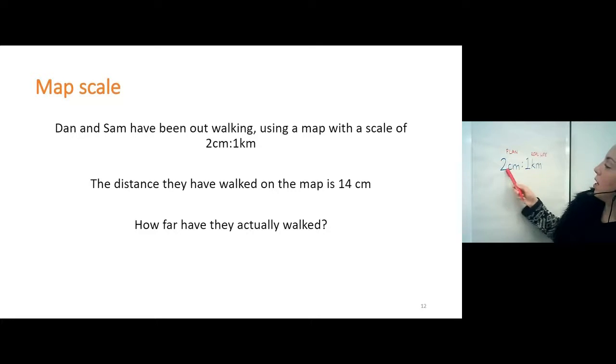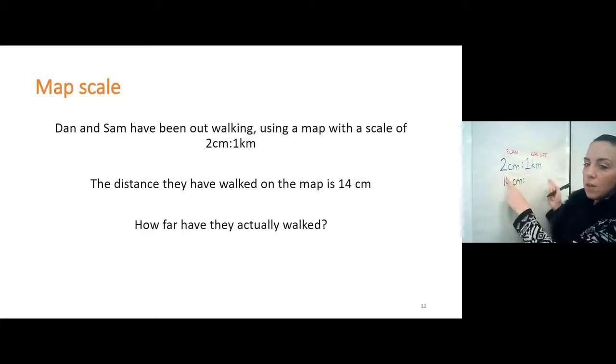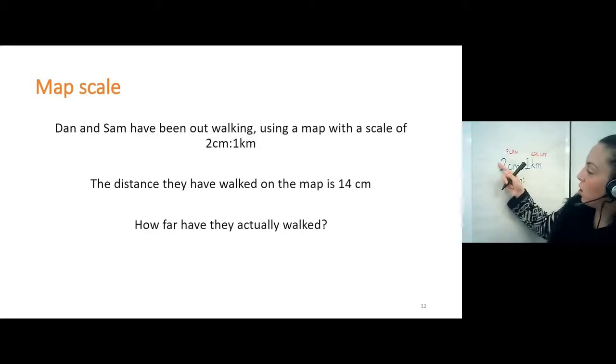So the scale is on the plan. Everybody's done a similar thing. On the plan, the distance is 2 centimetres to 1 kilometre. Now they have walked 14 centimetres. So on the plan they have walked 14 centimetres. What we need to do with these arrows is work out by how many times we've increased or decreased the amount from the scale to the actual length on measurement. So what do we do to get from 2 to 14? What would we multiply 2 by to get to 14?